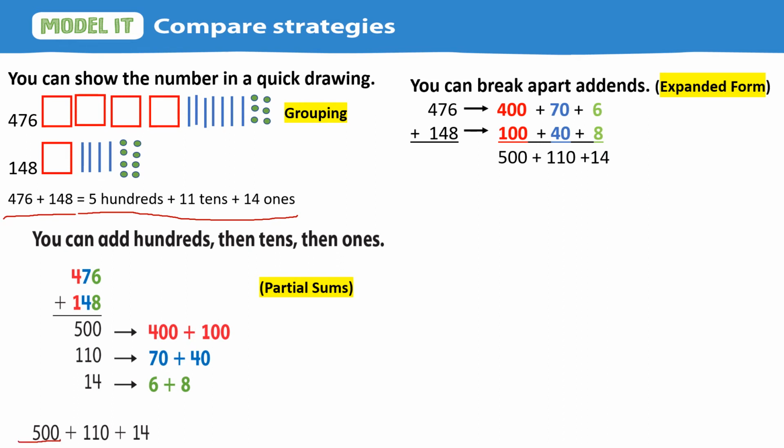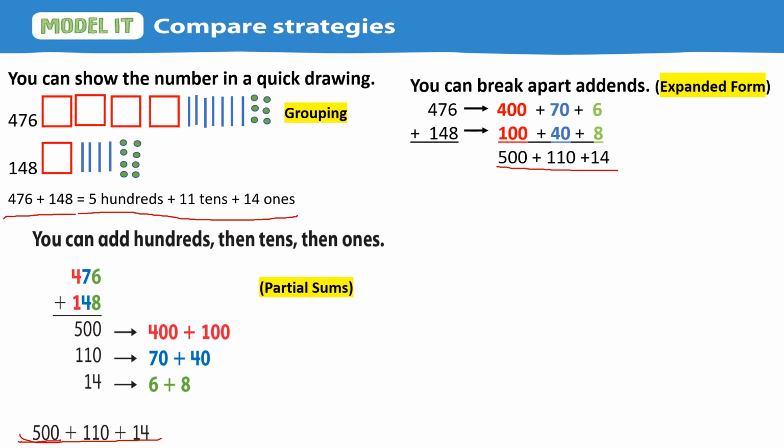Let me mark that so we can see it. There it is. Not showing up. There we go. So 500 plus 110 plus 14. In the previous one, there was our equation that will lead us to our final answer.